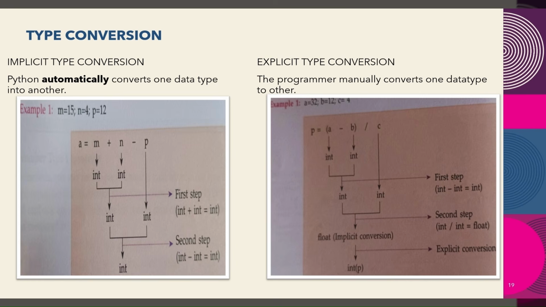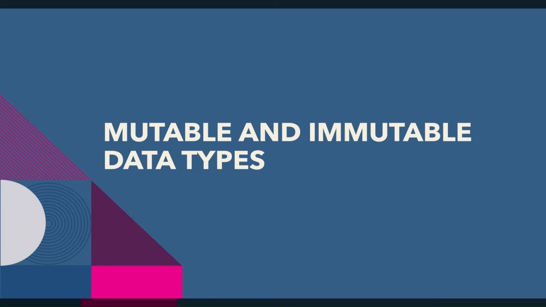Next we have type conversion. So Python automatically converts one data type to another in implicit type conversion. And if the programmer is manually converting one data type to another, then it is considered explicit type conversion.